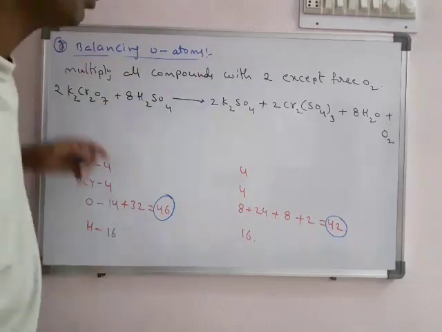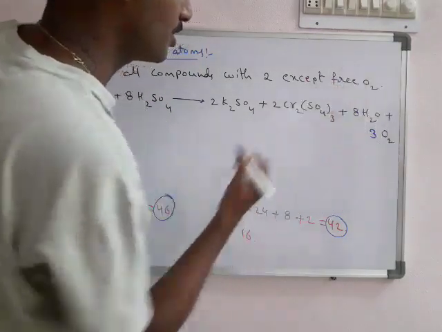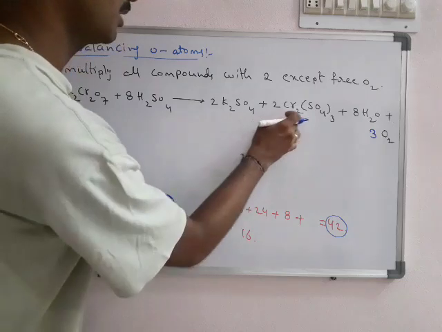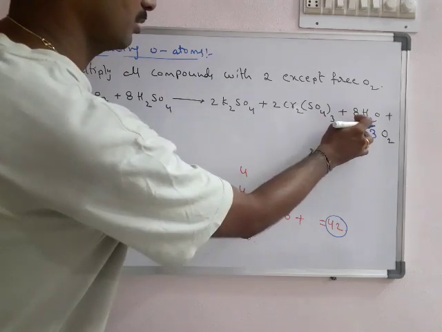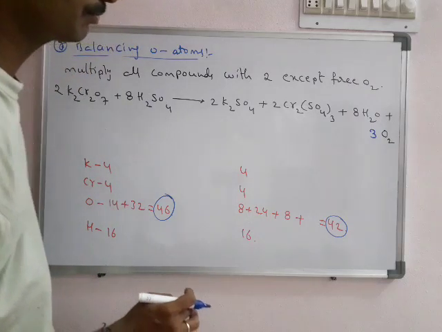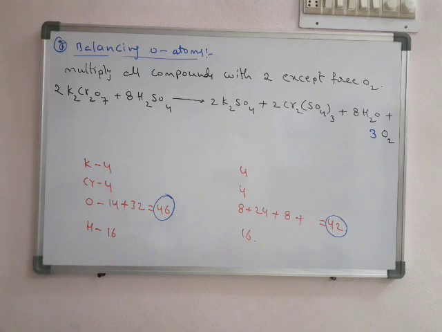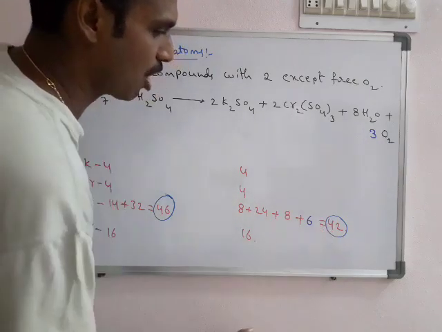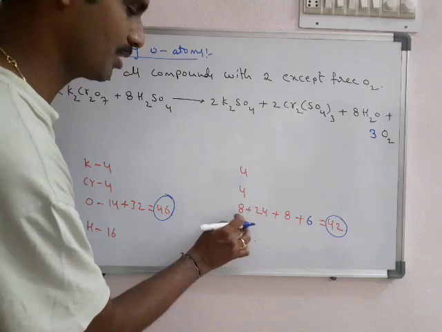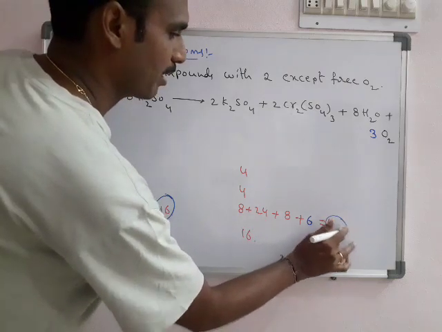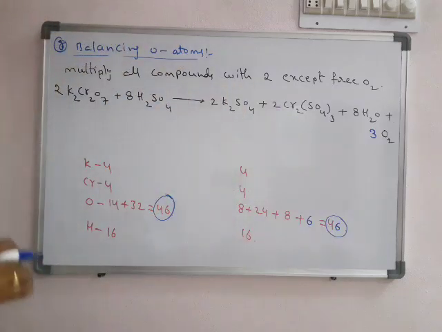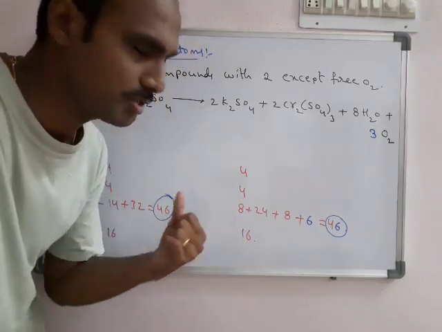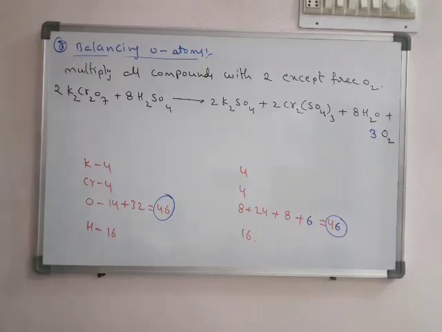See here, just by putting 3. Now check it. 4 times 8 is 24. Here 16 oxygens, no, 8 oxygens. Again here 3 times 6. Now how much does it become? 24, 32, 40, 46. So here we get 46. Now it is balanced. With the help of this technique, it looks like a good technique. So this is a balanced equation. Next.